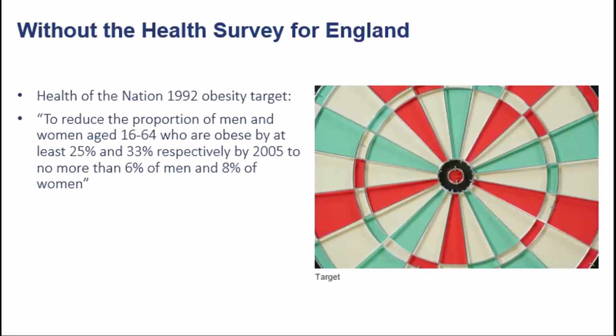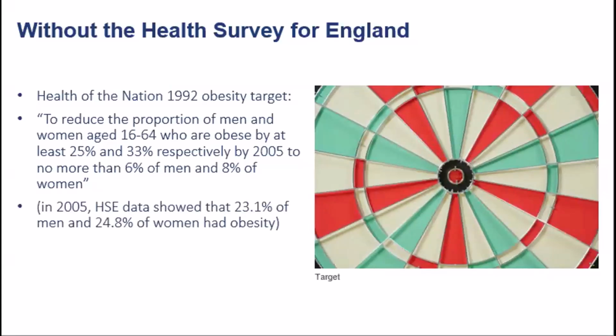But instead, that trajectory, that steep increase, was unknown. And what we know from the Health Survey for England now is that, in fact, in 2005, 23.1% of men and 24.8% of women had obesity. So you can see that that target was in no way met, but it's because really the target wasn't realistic at all.